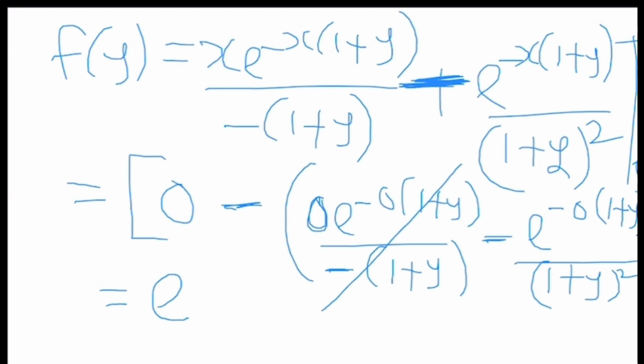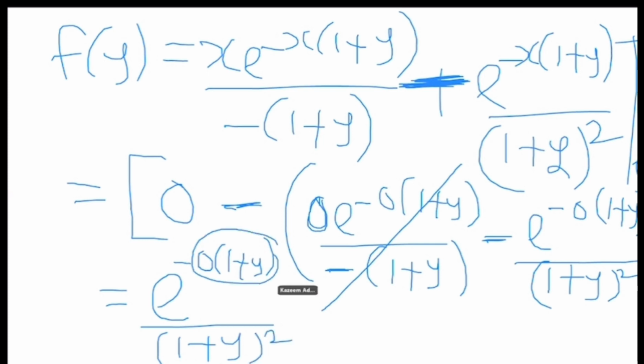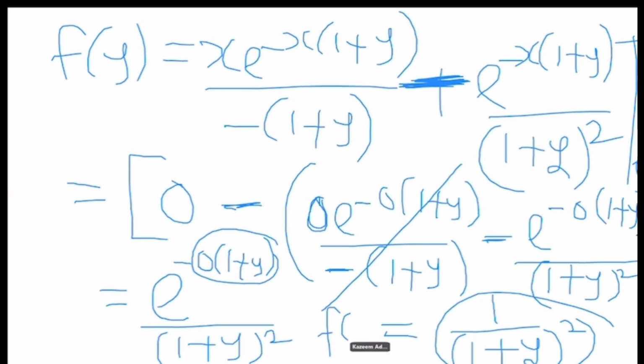I'm actually going to have negative times 0 times 1 plus y, divided by 1 plus y all squared. All of that is going to be 0, and anything raised to power 0 is basically going to be 1. The final answer is going to be 1 over that, which is your f of y. That is how we derive that.